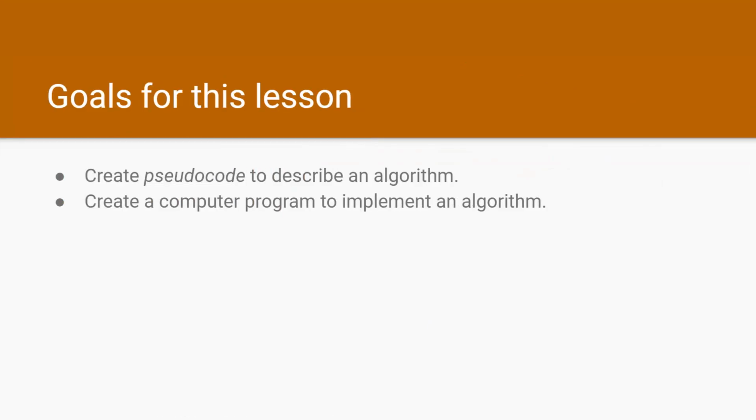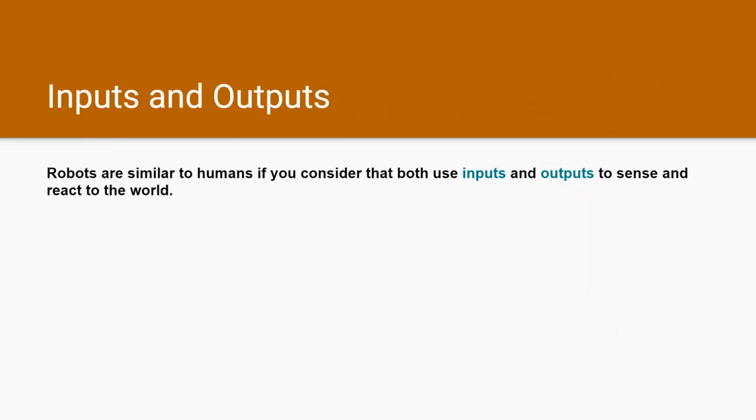So first, what are the goals for this lesson? Create pseudocode to describe an algorithm. You might be thinking, what the heck is that awful word? Well, I'll say what it means and how to say it, but I did say it, so I guess you already know. And also create a computer program to implement an algorithm. Algorithm is kind of a strange word spelling too. But first, inputs and outputs.